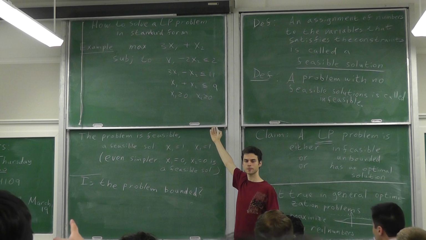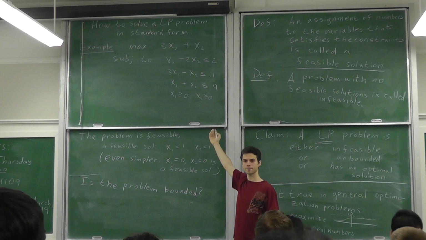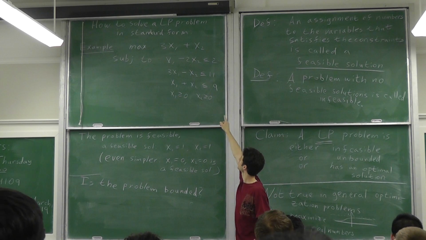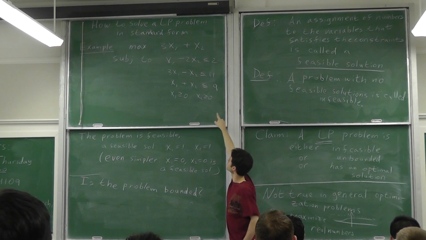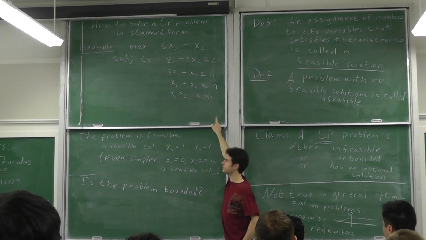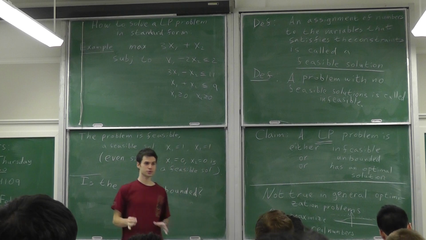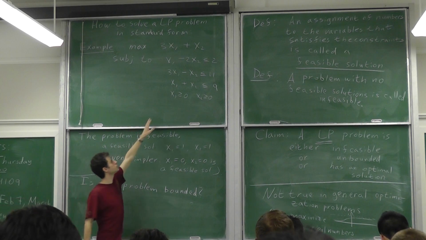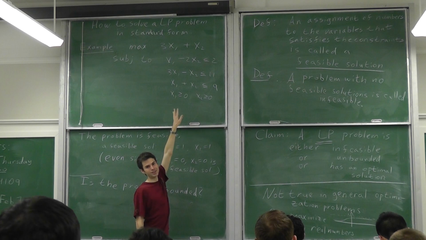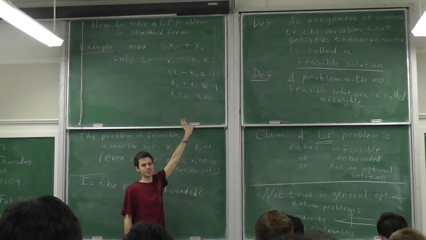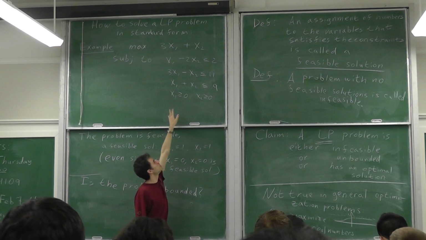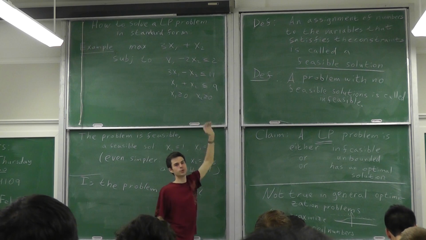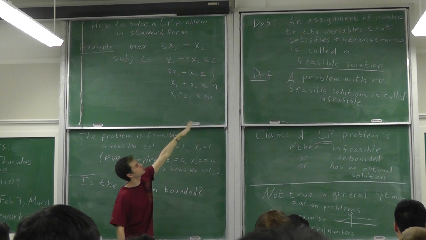The problem's bounded because of the second constraint, because their sum can't be more than that. And the third constraint. Okay, yes. So the problem with taking x1 to be very, very large and x2 equal to 0 is basically each one of these constraints will be violated. If x1 is large, we'll have large numbers smaller than 2, large numbers smaller than 11, large numbers smaller than 9.